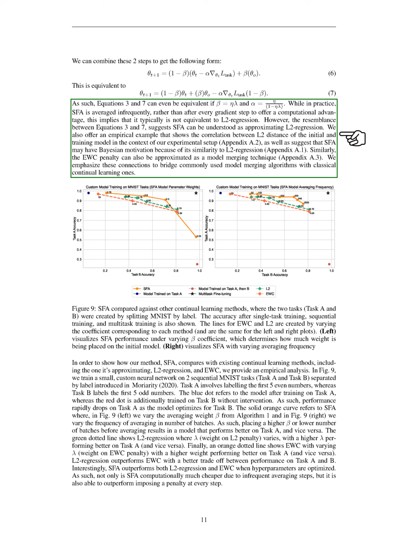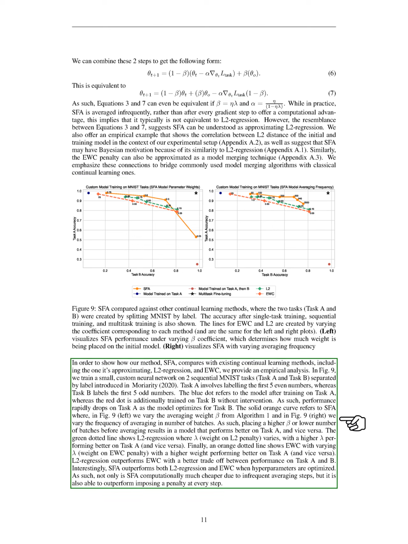To compare our method, SFA, with existing continual learning approaches like L2 regression and EWC, we conduct an empirical analysis. We train a small neural network on two sequential MNIST tasks, where task A involves labeling even numbers and task B involves labeling odd numbers. We observe that the model's performance on task A declines when it is trained on task B without intervention.